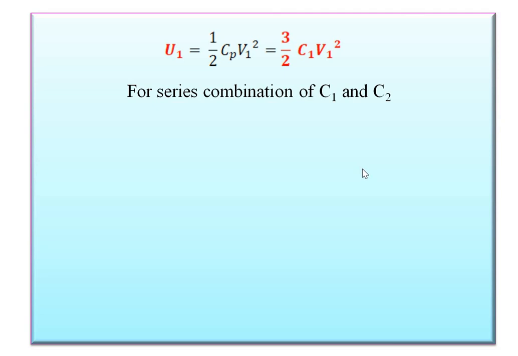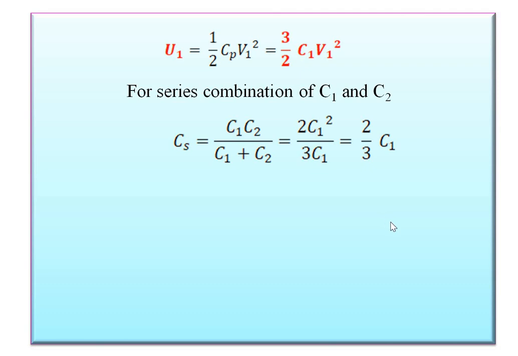Similarly, for the series combination of the two capacitors, we have the formula Cs equals C1 C2 divided by C1 plus C2. We know that C2 has the value 2 times C1. Putting this value in this equation, we can write 2 times C1 square divided by 3 times C1. Solving this, we get the series combination Cs equals 2 by 3 times C1. Similarly, energy U2 equals 1/2 Cs V2 square. Putting the value of Cs in this equation, we can write 1 by 3 C1 into V2 square.